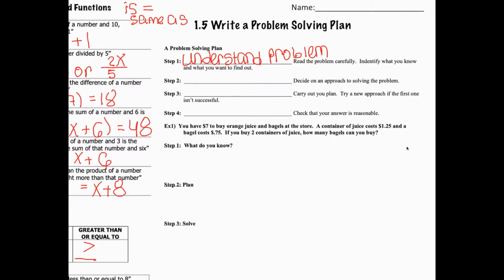And then step four is to look back. So it's always a good idea to check your answer, or at the minimum, think about if it's reasonable. So for example, if I am solving an area problem and I get a negative number, that's not reasonable because there's not going to be a negative area. So let's fill this out, carry out a plan, and then look back.